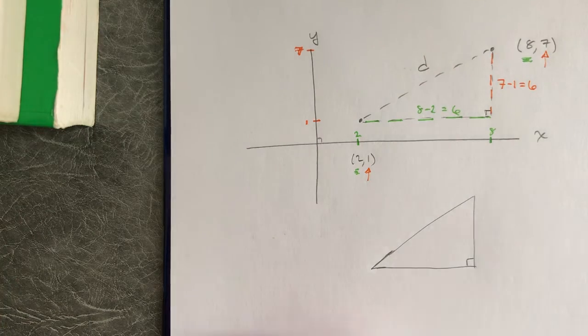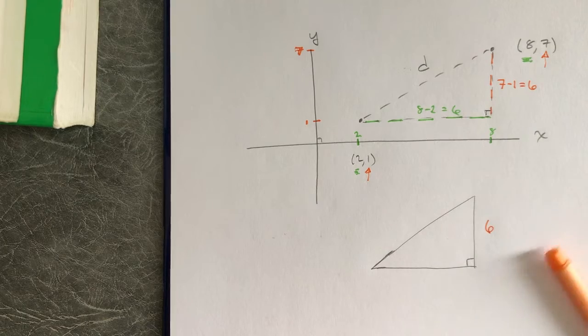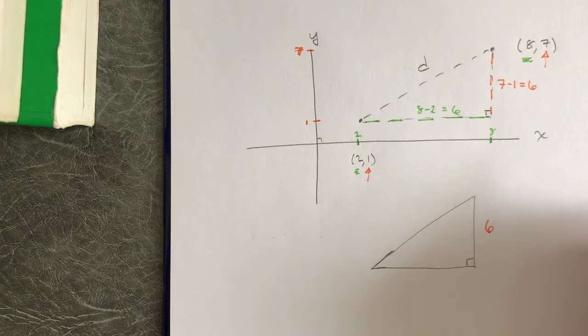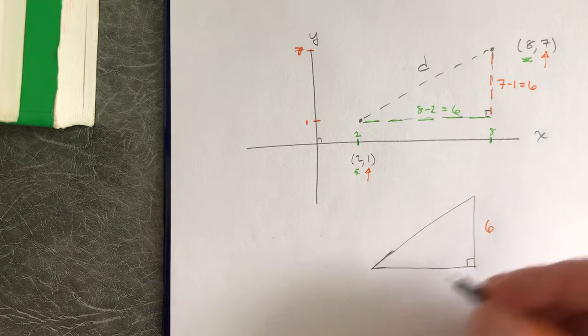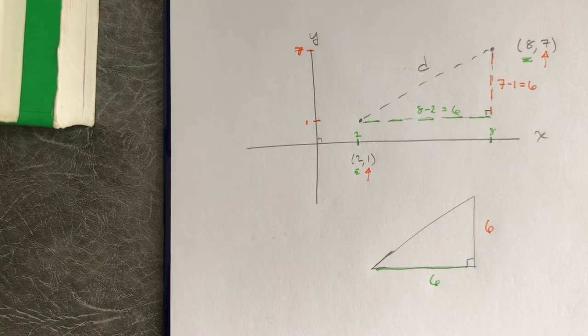Okay, so we said that the orange side was 6. The vertical side and my horizontal side. Oh, they both come out 6. That's not on purpose. That's completely accidental. This is what happens when you let me make numbers up off the top of my head. Okay, our green side is 6. You won't always get the same number.